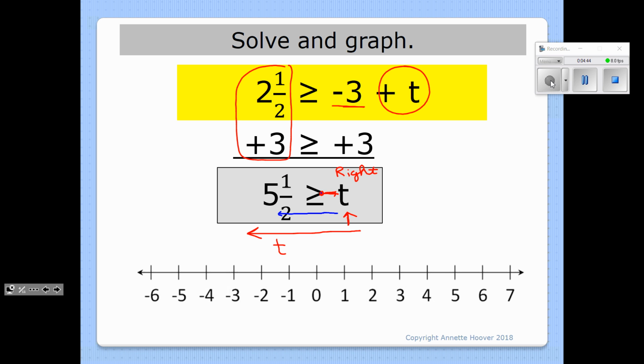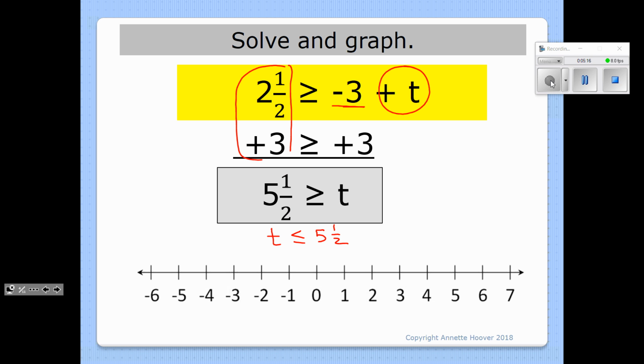I can put the t on the left side instead of the right side. Then I have to flip the sign. Notice with both of these that the narrow part of the sign is toward the t. If you have the variable on the left side, the sign will show you which direction the arrow goes. If the variable is on the right side, the arrow goes in the opposite direction. So this says t is less than or equal to -5, and can also be written like this.